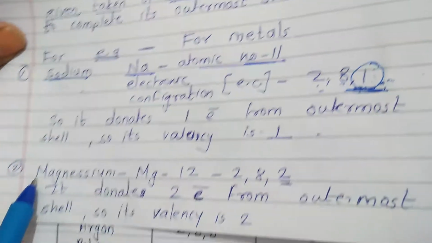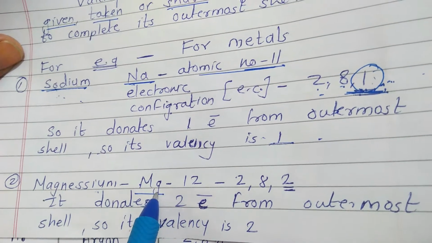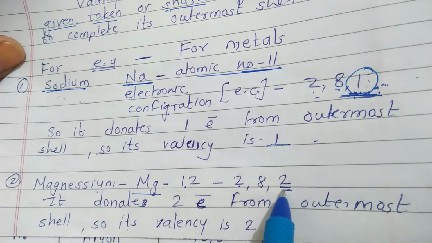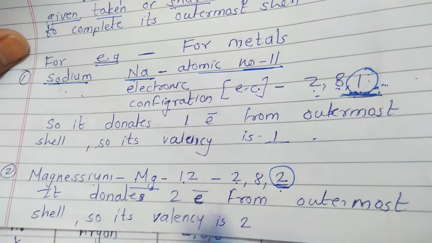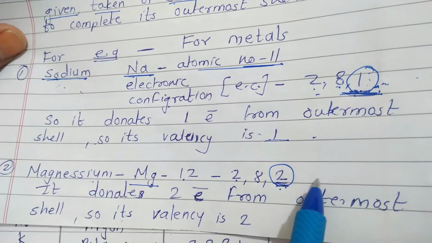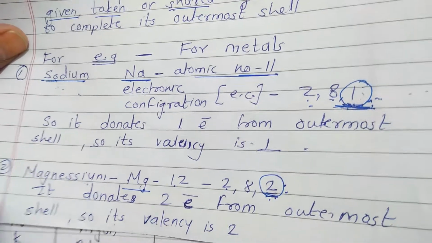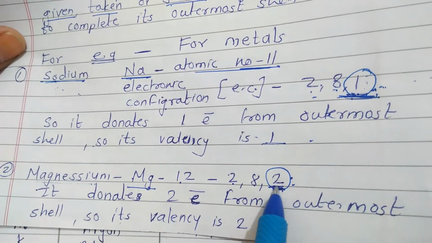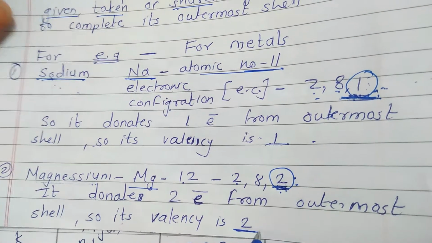Similarly, if we take the magnesium, symbol is Mg, first letter capital, second letter small, atomic number 12, configuration is 2, 8, 2. How many electrons are present in the outermost shell? 2. What is the actual tendency? It wants 8 electrons. How many more needed? 6 electrons are needed. So rather than receiving 6 electrons, what is the tendency of magnesium? Magnesium donates its 2 electrons. So valency of the magnesium is 2.